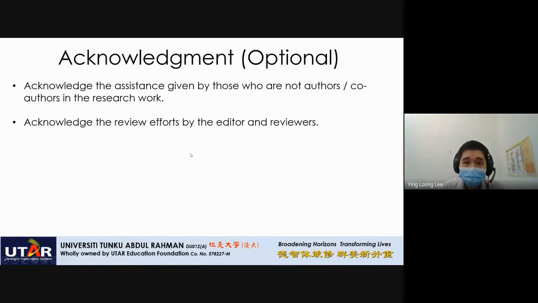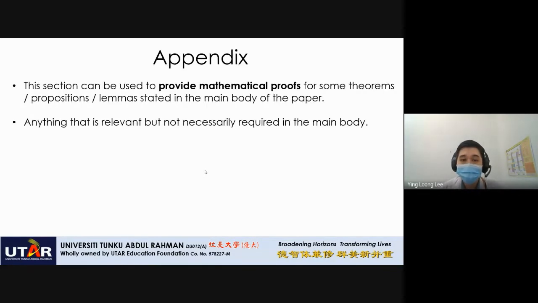Okay, next, acknowledgement. You can acknowledge the assistance of those who are not authors or co-authors in the research work. You can also acknowledge the review efforts by the editor and reviewers. Appendix: you can use this to provide the mathematical proofs, as I mentioned earlier, instead of in the main body of the paper. And maybe other things that are relevant but not necessarily required in the main body.